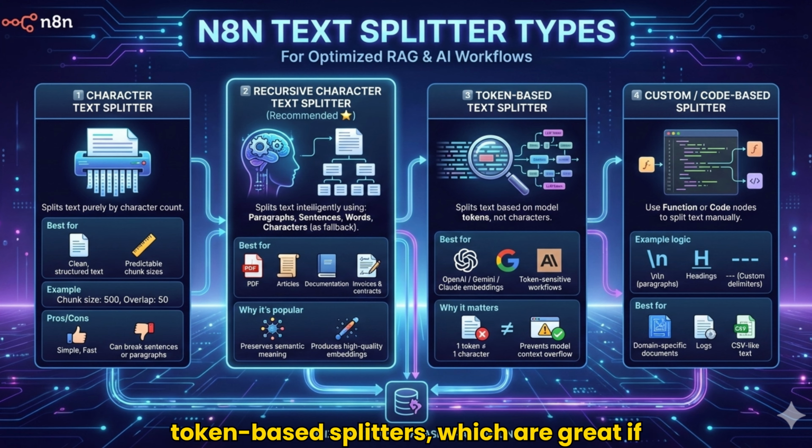Then you have token-based splitters, which are great if you're all in on a specific model, like from OpenAI or Gemini. But I want you to look at the one with a star next to it, the recursive character splitter. Seriously, for most of what you're going to do, this is your best friend. It's smart. It tries to split by paragraphs first, and if that doesn't work, it splits by sentences. This is perfect for keeping the original meaning of your documents intact.